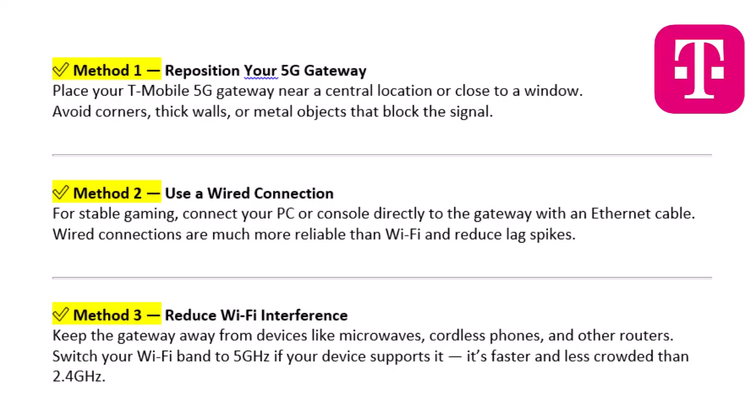Step 3. Update your phone settings to global mode. On your phone, go to Settings, then Connections, then Mobile Networks, then Network Mode. Switch from LTE or 5G auto to global or automatic, depending on your device.